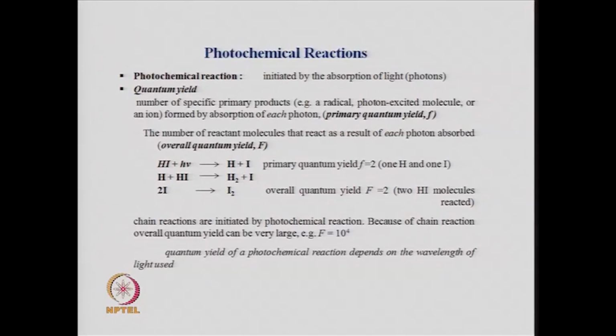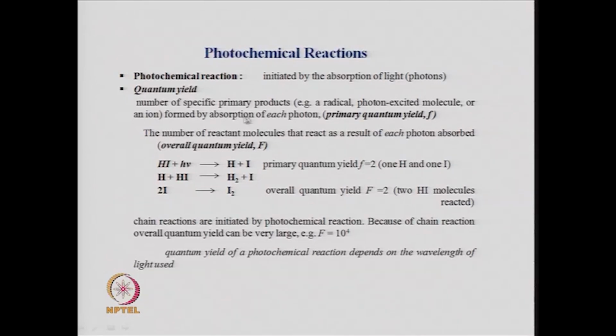So, how many such primary products are obtained by the absorption of one photon is called the primary quantum yield, given by the small f. Now, the number of reactant molecules that react as a result of the photon absorbed gives the overall quantum yield, which gives the capital F. So, you have two quantities.